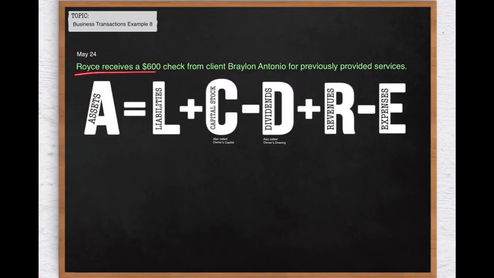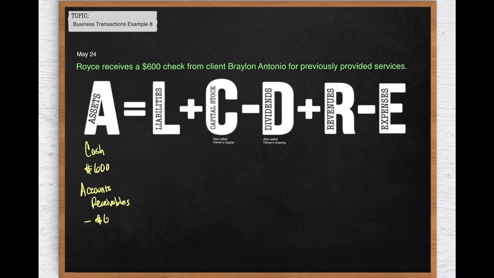Next example. Royce receives a $600 check from client Braylon Antonio for previously provided services. This is important here. Royce received money, and that's cash. So cash went up $600. Here it's a little bit tricky. You'd think that you'd want to record consulting fees, which is revenue. But no, you're not going to record consulting fees here because you did that in the past. Okay, because it says previously provided services. Instead, he was expecting that money. Okay, and that money came in.